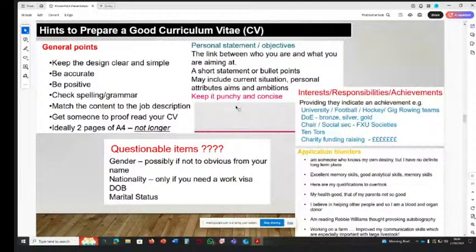My health is good, that of my parents not so good, so don't write that. I believe in helping other people, so I'm a blood and organ donor. Not at all. If you have some example or strong evidence, give the link, give the reference. Don't say just organ donor. I'm reading Robbie Williams' truth-provoking autobiography. That doesn't make any sense in your CV.